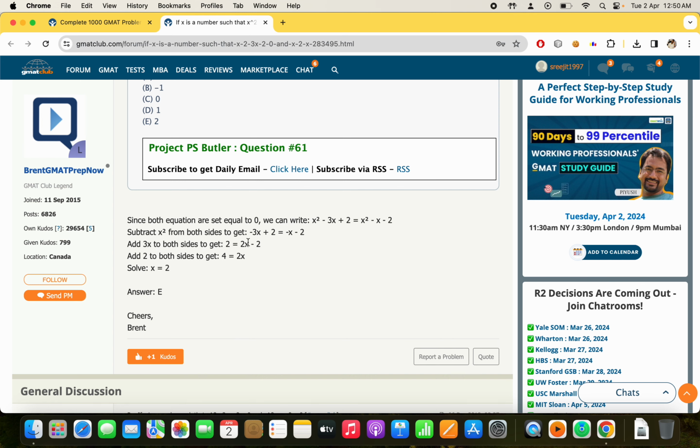Mostly people will solve this way. Or equate it. Equating is also a good idea, I would say. Like, yeah, we can equate it. I have solved the values of x. Equating is also a good idea in this case.